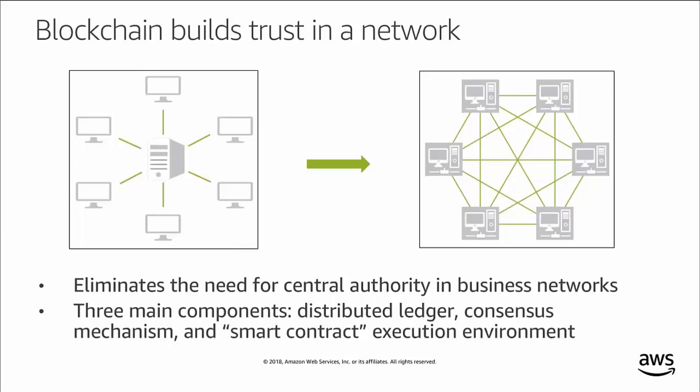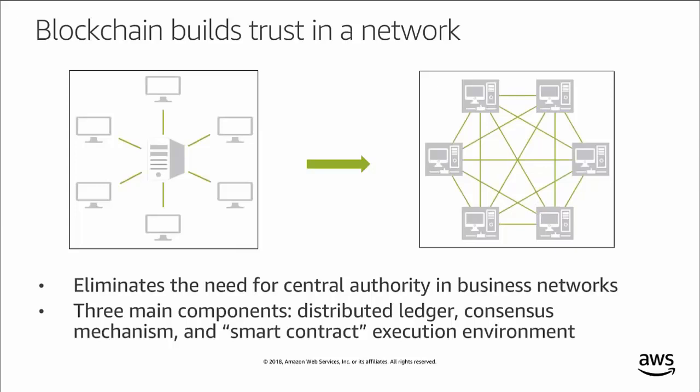And so how Amazon thinks of blockchain in this case is that it eliminates the need for a central authority in a business network, and enables groups of customers to transact and share data and independently verify what's going on in a trusted way.